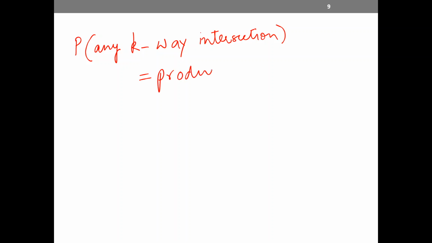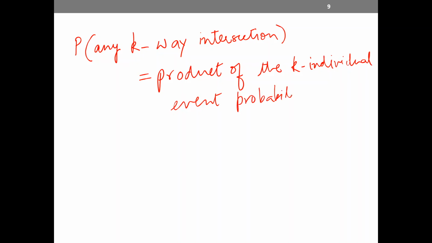For example, let me write down probability of any k-way, which in our example was 2-way, right? Intersection is the product of the k individual event probabilities, right? So it's not necessary that the events are going to be independent for all the set of events that are available for that experiment, but there could be a k-way intersection of events that's independent. And this is called independence of more than two events.